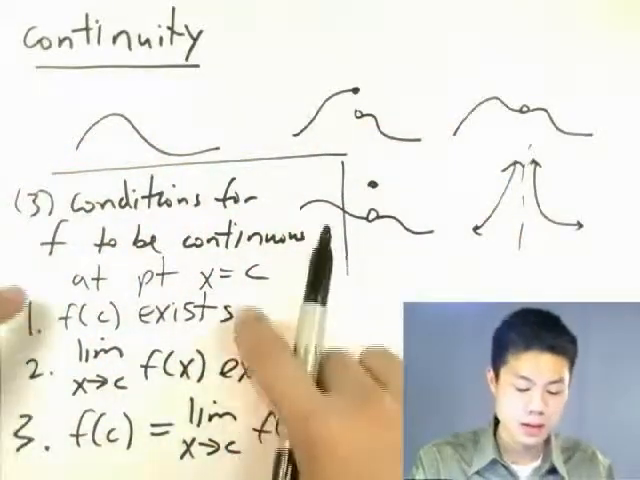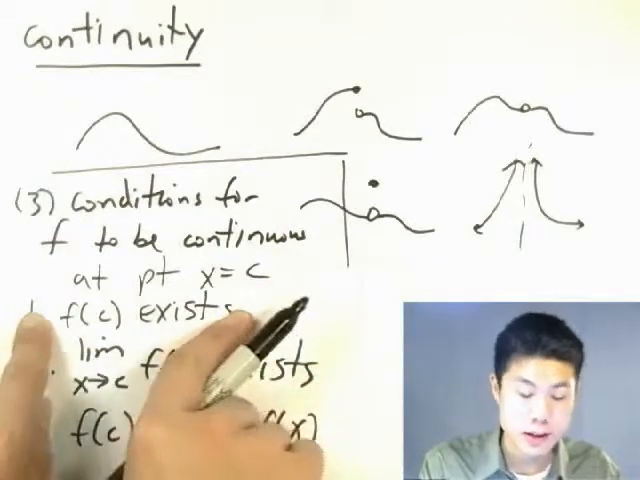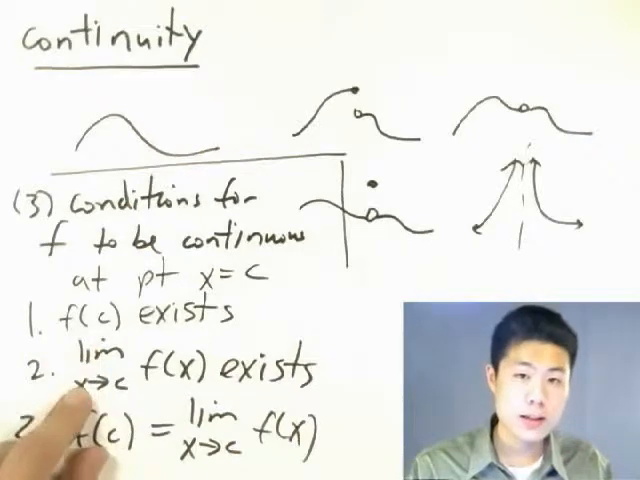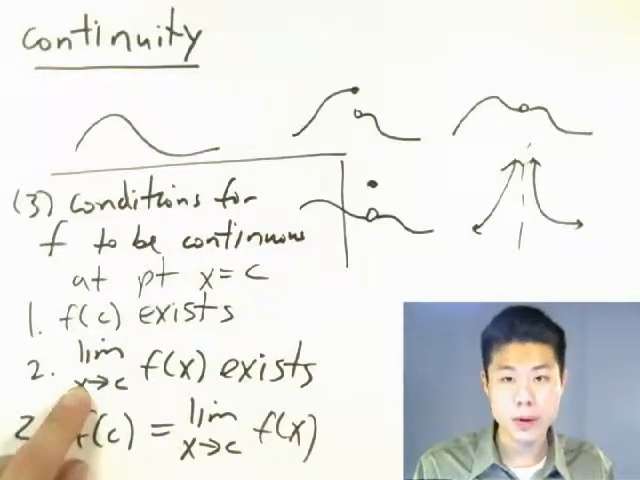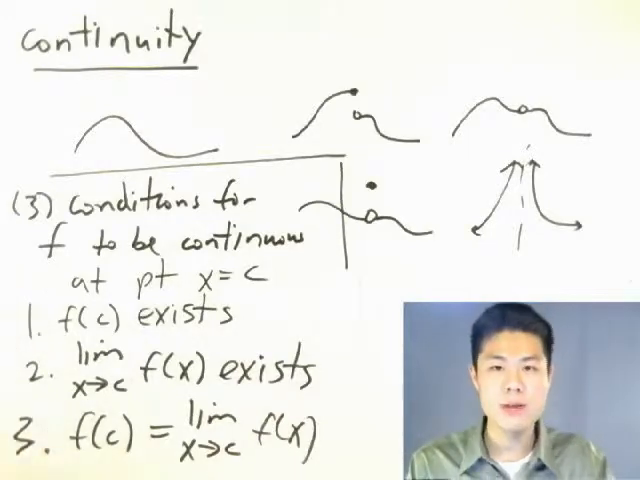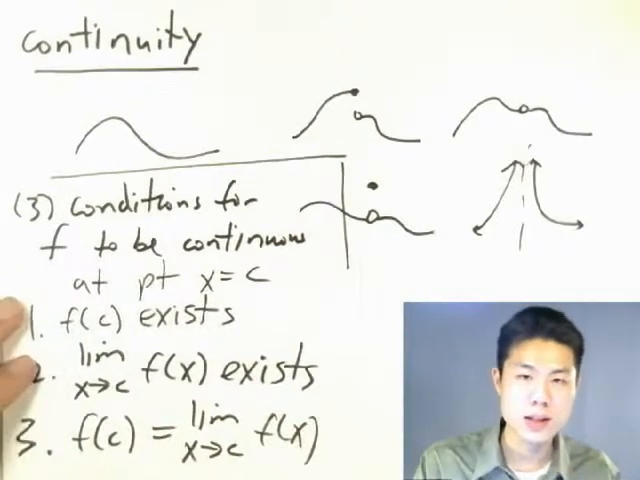First, the function has to exist at that point. Second, the limit has to exist at that point. Third, whatever the function is equal to has to equal whatever the limit is equal to. Okay, so let's explore the four types of discontinuities.